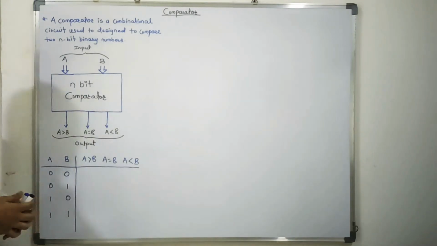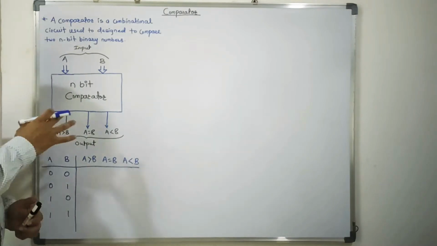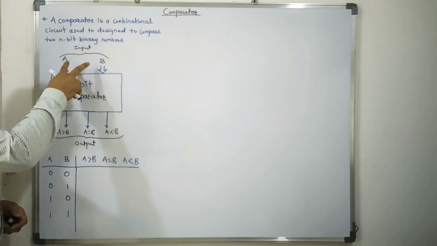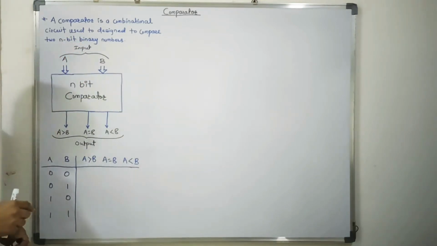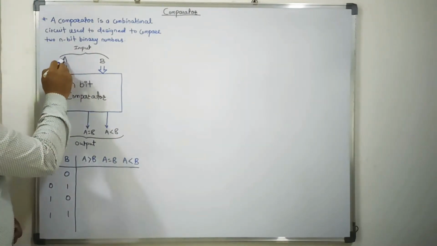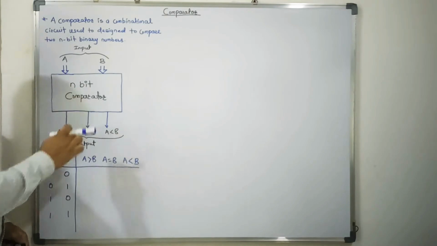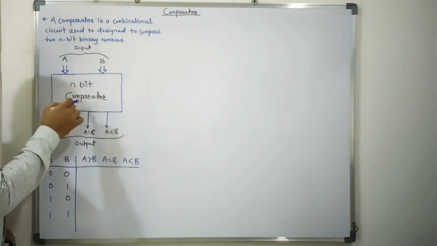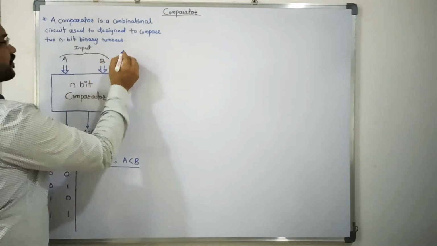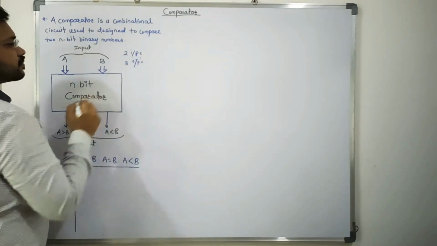So this is the block diagram of an n-bit comparator. This is a generalized block diagram for your n-bit comparator. If you see here properly, we will take two n-bit binary numbers to compare, suppose A and B. These are the inputs. This block is your n-bit comparator, and here we get three outputs. So in this comparator we have two inputs and three outputs.